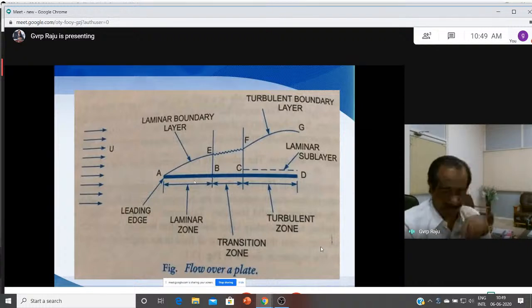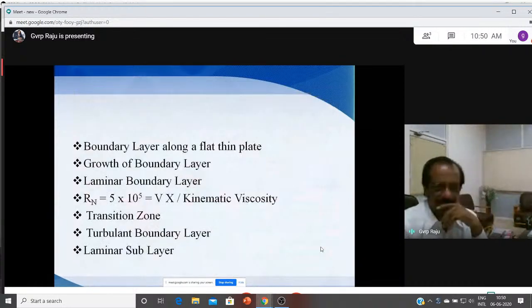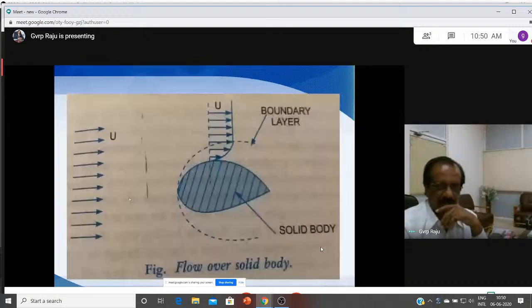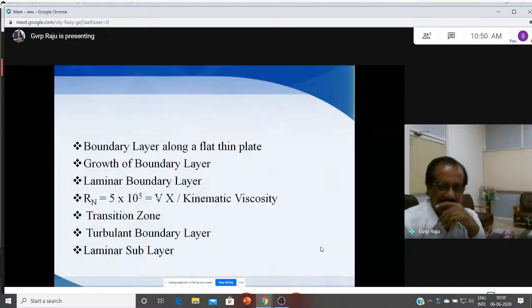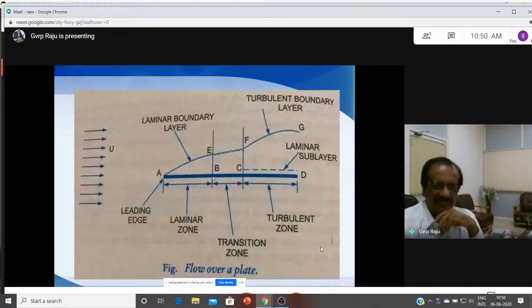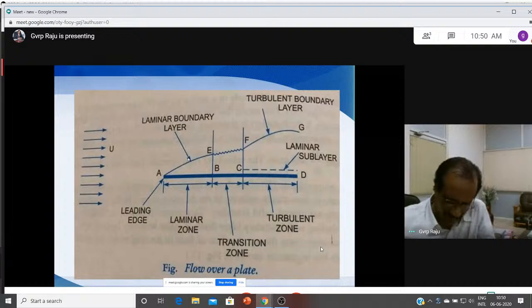Now we have the equation Rn equal to 5 into 10 power 5, which is equal to Vx by nu. The kinematic viscosity of the water is known, and the velocity of the real fluid is known here. And you can find out the value of X. So X is equal to 5 into 10 power 5 into kinematic viscosity divided by velocity. If you know the value of X, then you can say that up to that point this is the laminar boundary layer. Very simple, laminar boundary layer.